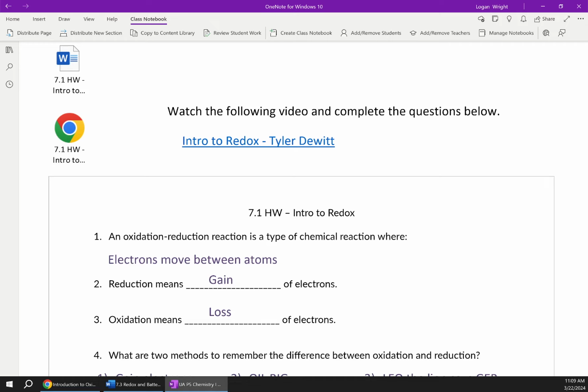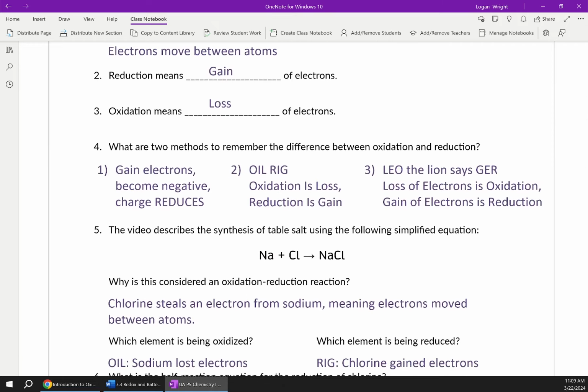Did anybody else write a different thing for question 4? Electrons are gained, so the charge is reduced. Yeah, if electrons are gained, they're negative, so the charge is reduced. I wrote all 3 in the key.